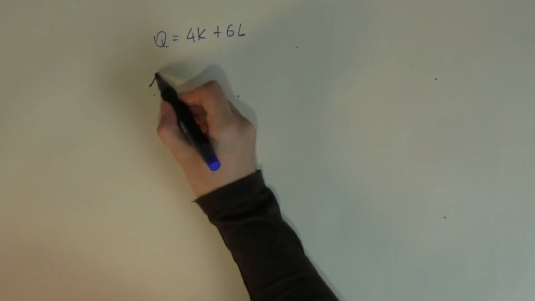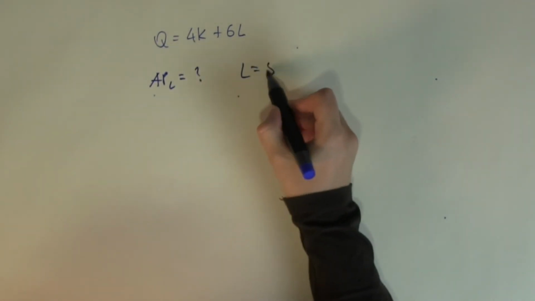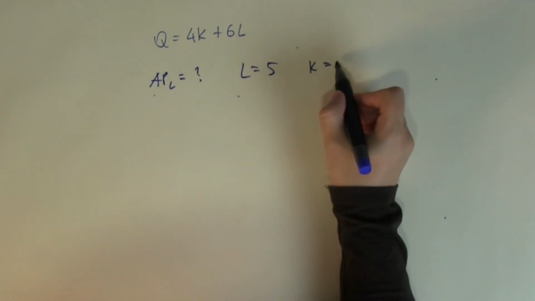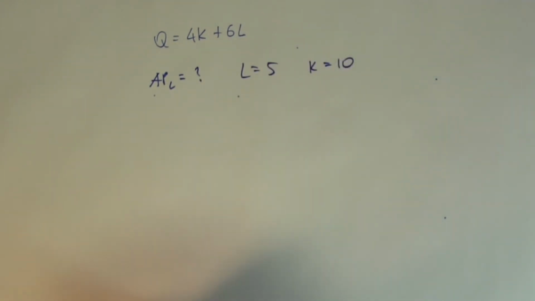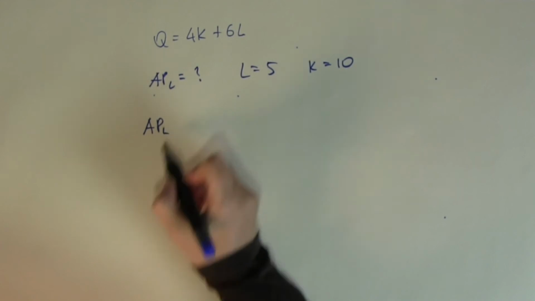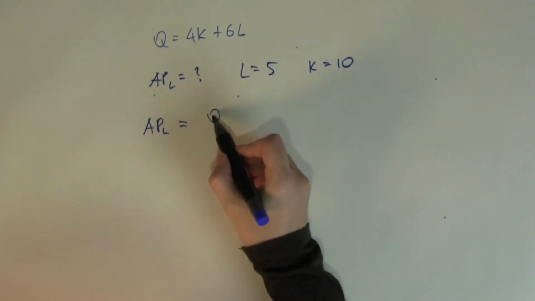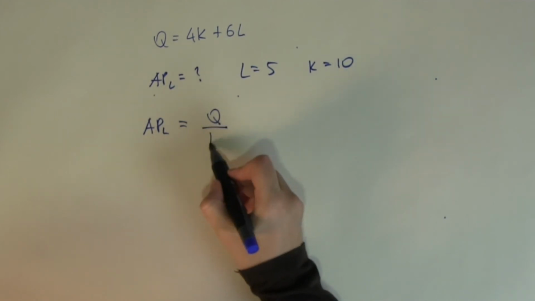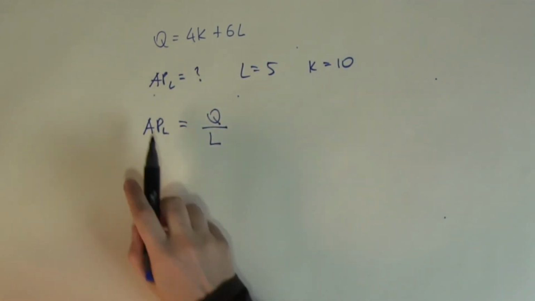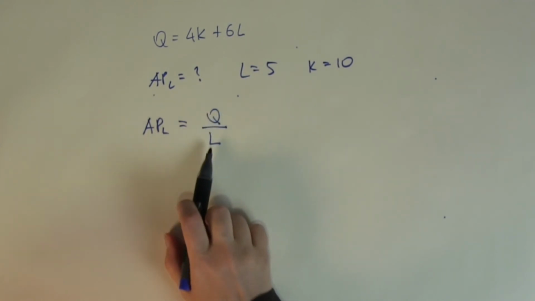So the question is, what is the average product of labor when we know that labor is 5 units and capital is 10 units. Now, to be able to solve this question, we need to remember the formula for the average product of labor. The average product of labor is nothing else but the output divided by the labor. If it was average product of capital, it would be the output divided by the capital.